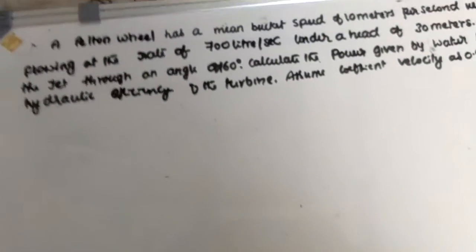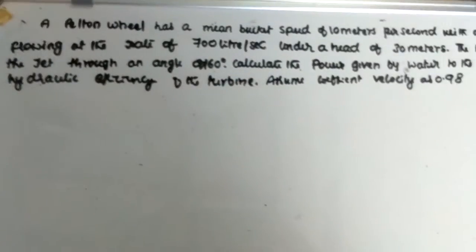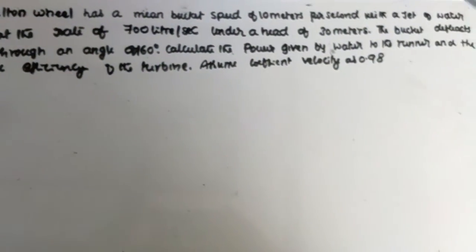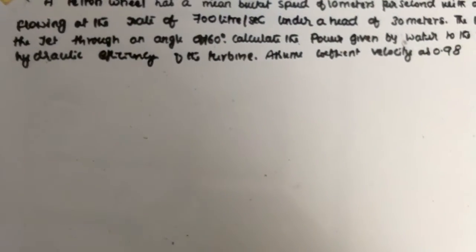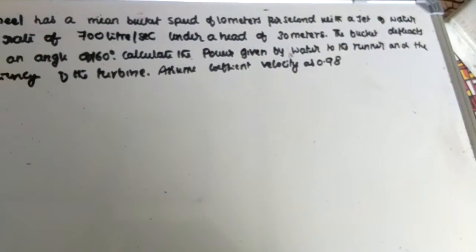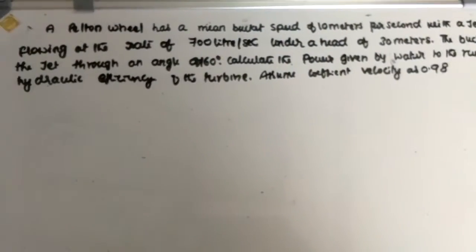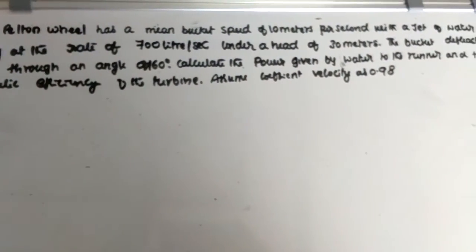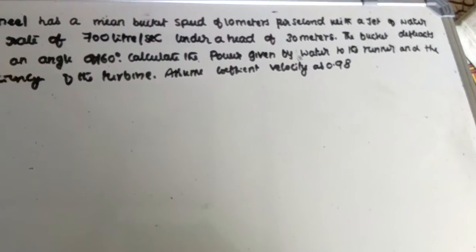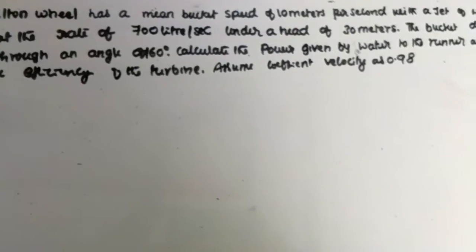Today we will discuss one Pelton wheel problem and how we can solve this kind of problem. A Pelton wheel has a mean bucket speed of 10 meter per second with a jet of water flowing at the rate of 7 liter per second under a head of 30 meters. The bucket deflects the jet through an angle of 160 degree. Calculate the power given by the water to the runner and the hydraulic efficiency of the turbine. Assume coefficient of velocity as 0.98. So this is the problem they have given.